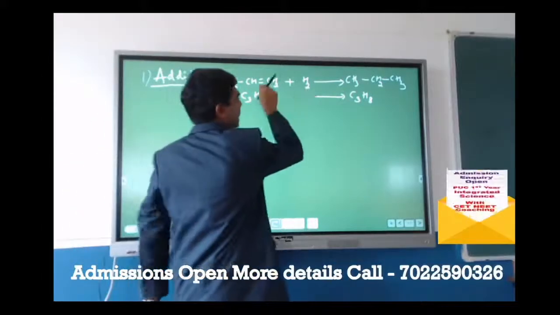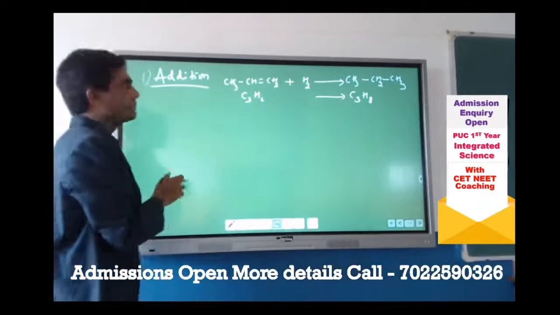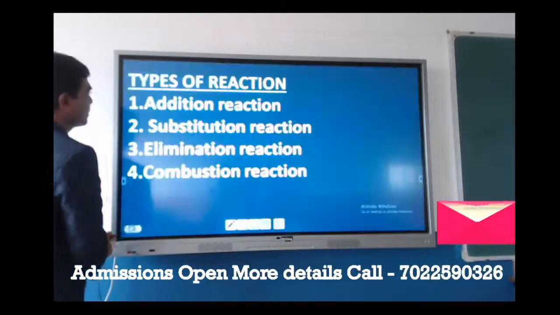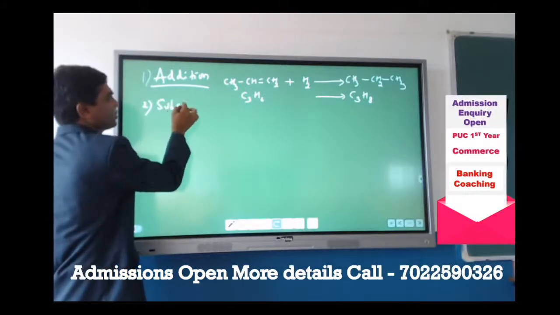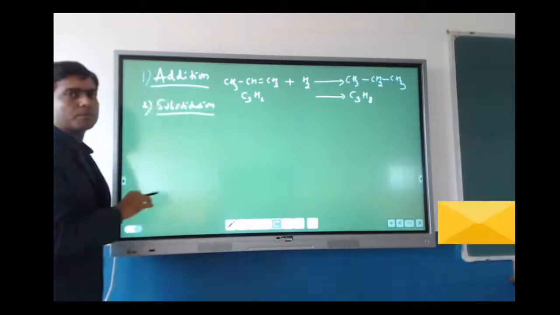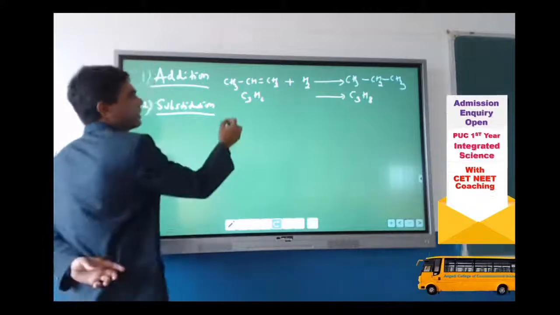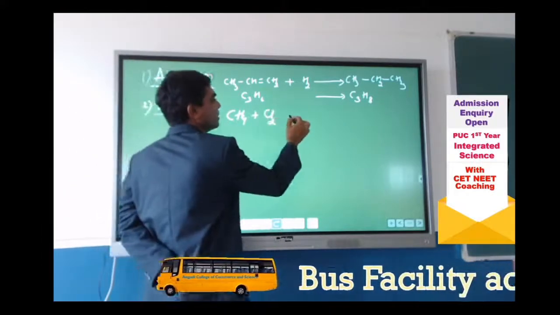So here I have added hydrogen. Nobody went outside. Only the 2 hydrogens came inside. It is called an addition reaction. Okay. The second reaction is the substitution reaction. Substitution means you have to remove one person or element from there, and in that place you put the new substance. So I will take the example of methane, CH4 plus Cl2.